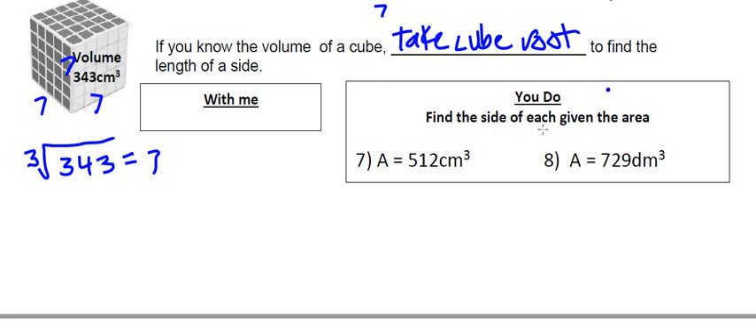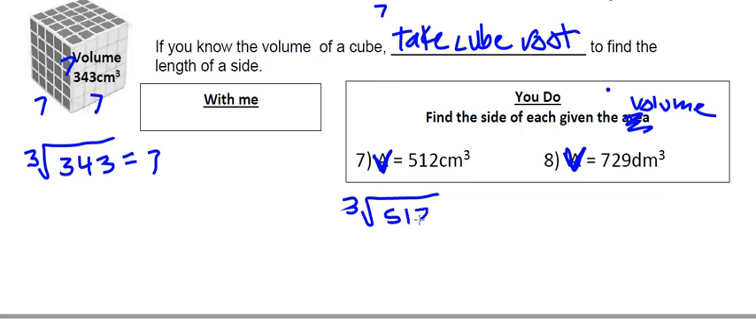Again, they don't give us the area, they give us the volume. So that would be what the volume equals and what the volume equals here. Well, now I'm going to take the cubed root of 512. Well, the cubed root of 512 is 8. So it's going to be 8 centimeters, because if I had a cube that was 8 by 8 by 8, 8 times 8 times 8 does in fact give me 512.